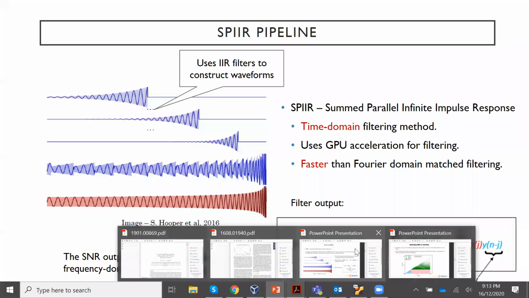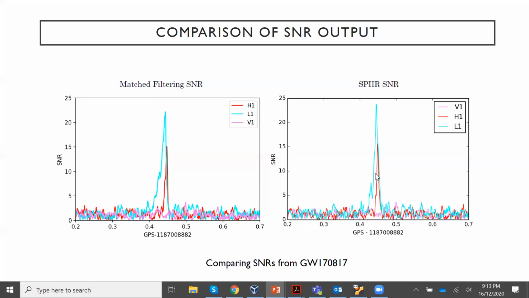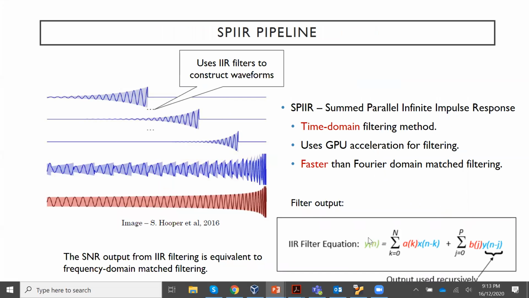And this is the filter output of the IIR filters. So y_n is the output and x_n is the input data. Here a_k and b_j represent the IIR filter coefficients, which represent the phase and amplitudes of these filters.